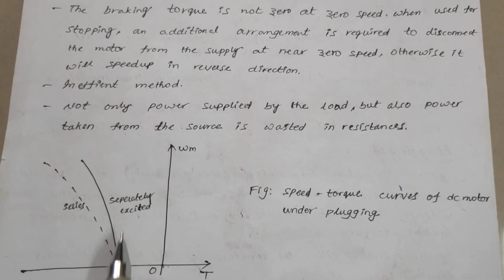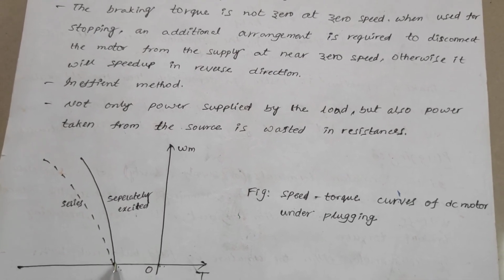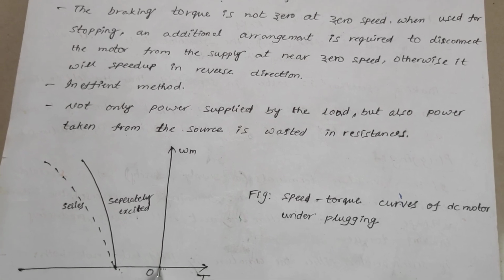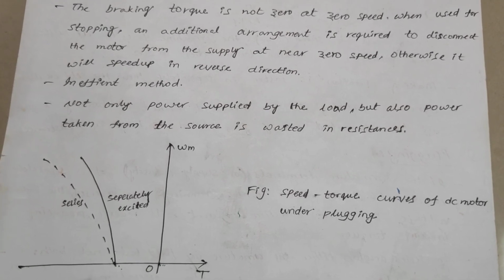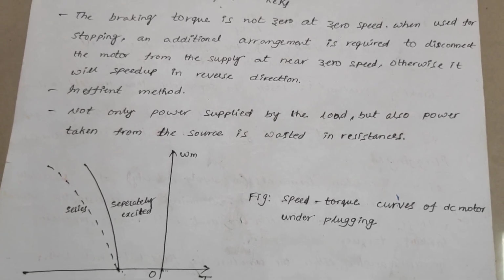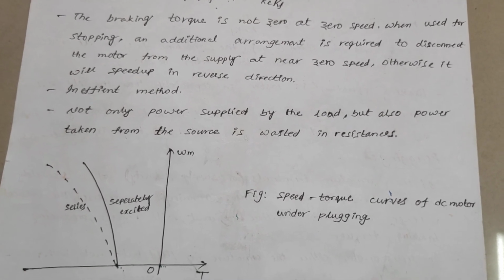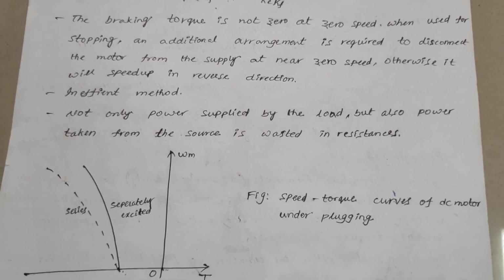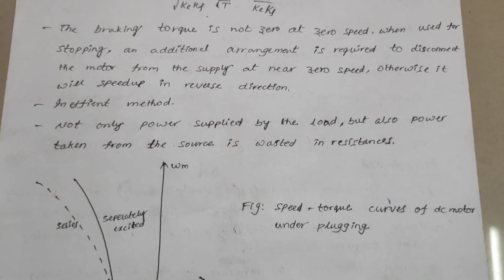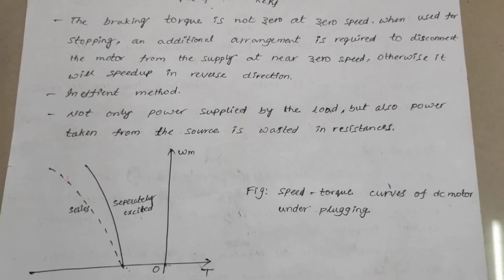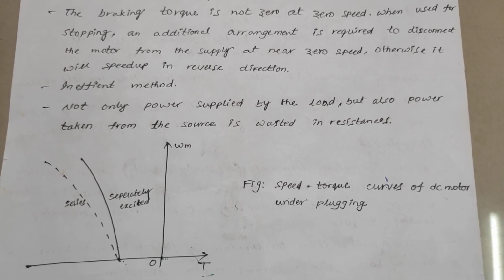In the plugging operation, your torque is not equal to 0 at 0 speed. What we have to do is bring this torque to 0 by a separate arrangement. That's why it is an inefficient method. And here not only is the power supplied by the load, but also the power taken from the source wasted in the resistance, because we are keeping the RB resistance, right? In series motor we are keeping the RB resistance, braking resistance, to limit the starting current. Even though it is used to limit the starting current, the power is going to be wasted in that braking resistance. That's why it is an inefficient method.